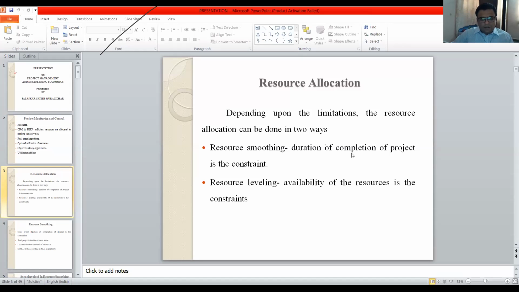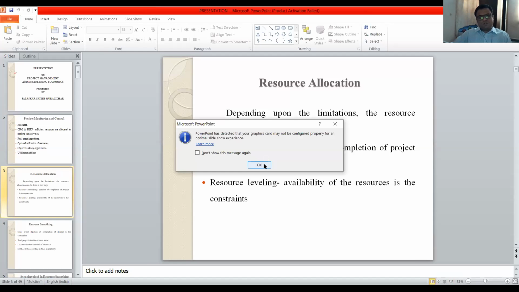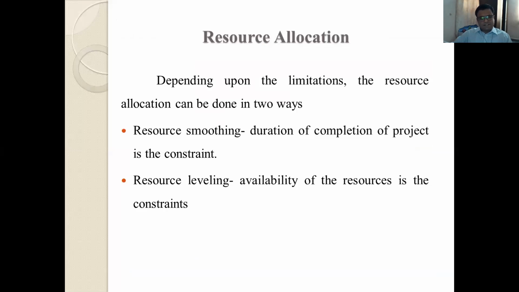Okay. Good morning, students. We'll start with today's lecture. During last lecture, we started with resource allocation. Resource allocation can be done in two ways: resource smoothing and resource leveling. What is resource smoothing? That we have seen, where duration is constant, and in resource leveling, availability of the resources is constant.